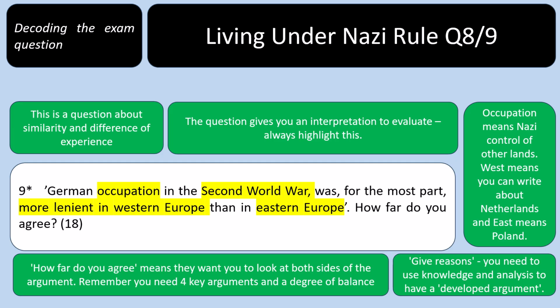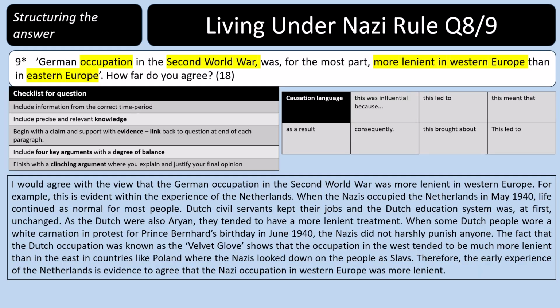Now the West, remember you've looked at the case study of the Netherlands, so when you're writing about the West, you don't just have to write about the Netherlands, but the Netherlands is going to be key, and the East means Poland. How far do you agree means they want you to look at both sides of the argument. You need those 4 key arguments and a degree of balance. So let's have a look at an example answer now.